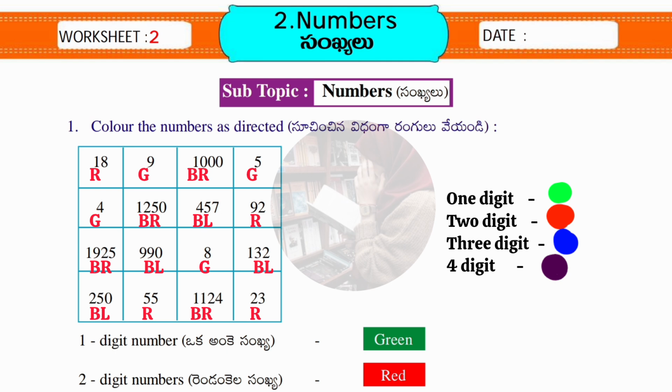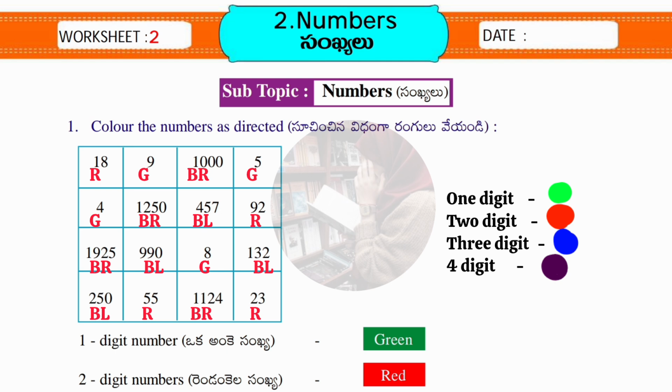Next number is 1000, which is a 4 digit number. So brown is the color you have to put there. Next digit is 5, which is a single digit, 1 digit number. That's why write G, or else color it with green color. Next number is 4, which is again a single digit number. That's why write G, green color. Next number is 1250, which is a 4 digit number. So write brown, BR. Next, 3 digit number 457. That's why BL, means blue.